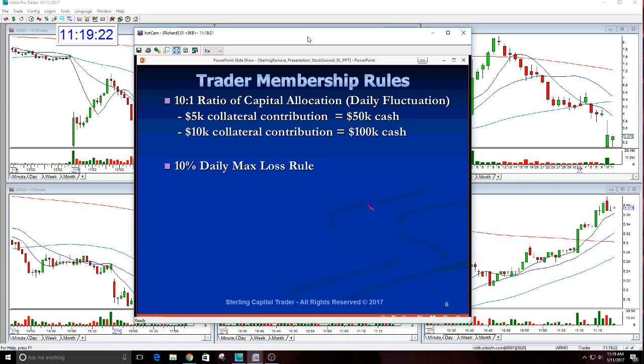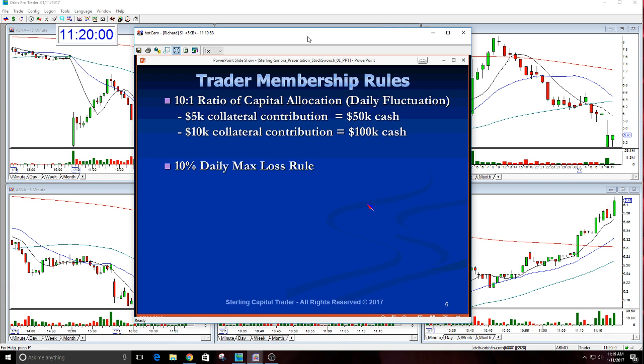10% daily max loss rule. What that means is this. If you're going to be trading the money that belongs to somebody else, they have the right to put all kinds of restrictions on you that typically E-Trade, Scottrade, Ameritrade would do. The 10% daily max loss rule means this. If somebody is trading, say, $50,000 of the firm's capital, they put up the $5,000, the trader's not allowed to lose more than 10% of the $5,000 in one trading day, meaning they're not allowed to lose more than $500.